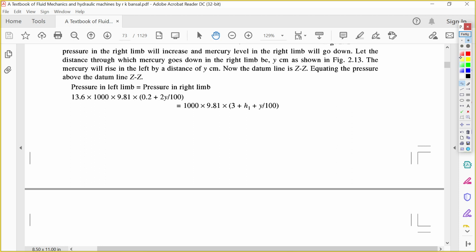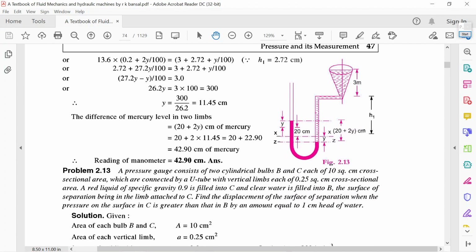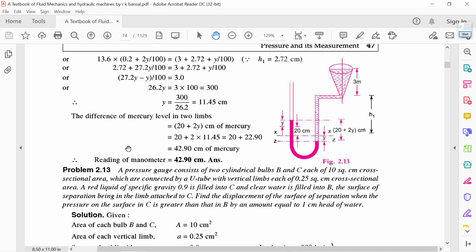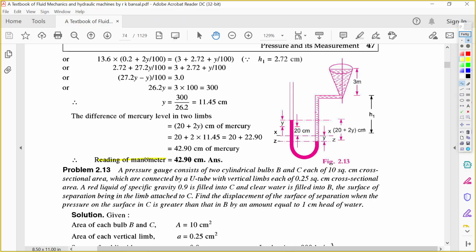So here the pressure in the left limb equals the pressure in the right limb. On the left, density of mercury, acceleration due to gravity, and 0.2 plus 2 times y. Here is the water, acceleration due to gravity, height 3 meter, plus H1, and the y meter. After this calculation, we will get the result, and this is the reading of the manometer height. Okay.